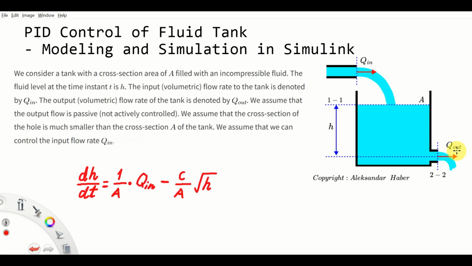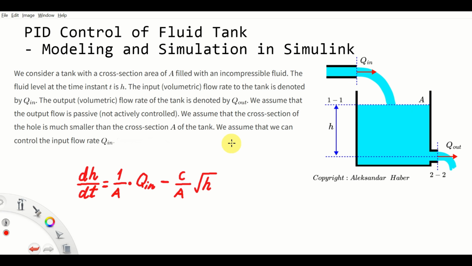We assume that the output flow rate is passive. That is, we assume that we cannot control Q out. Then we assume that the cross-section area of the hole is much smaller than the cross-section area A of the tank. Also, we assume that we can directly control the input flow rate QIN.